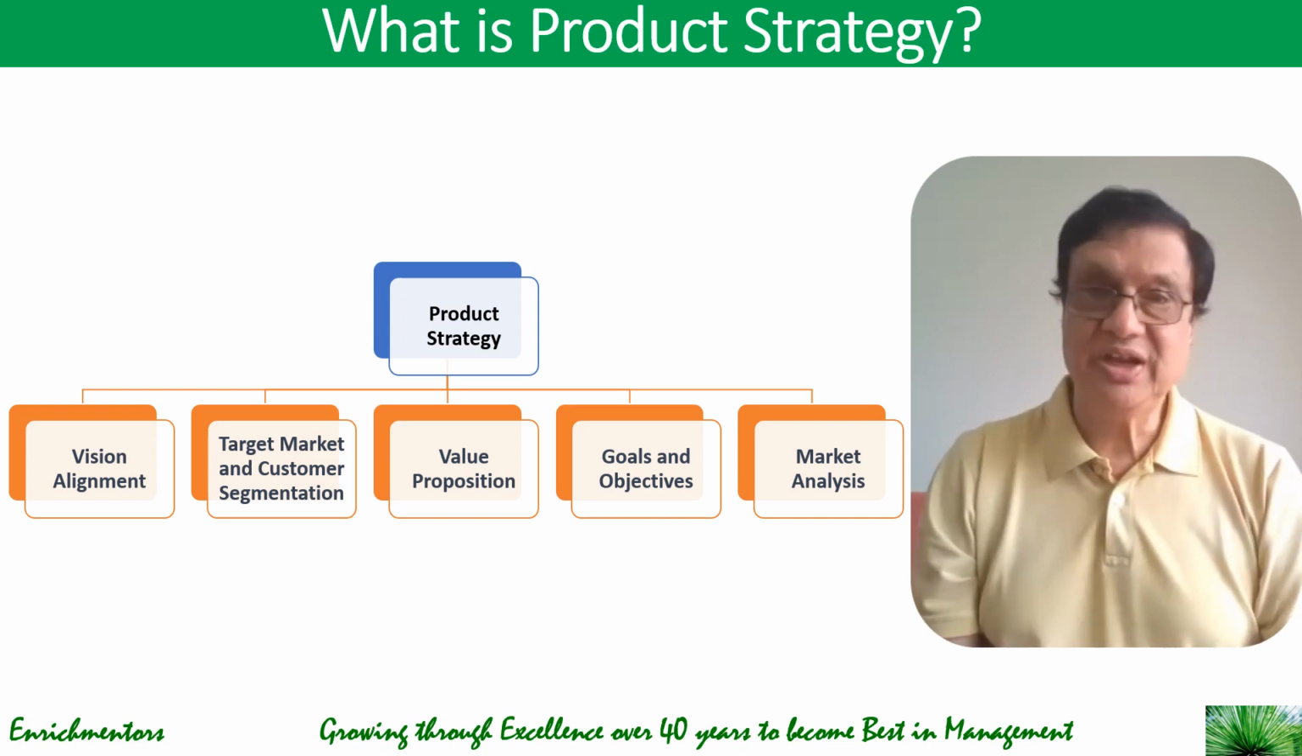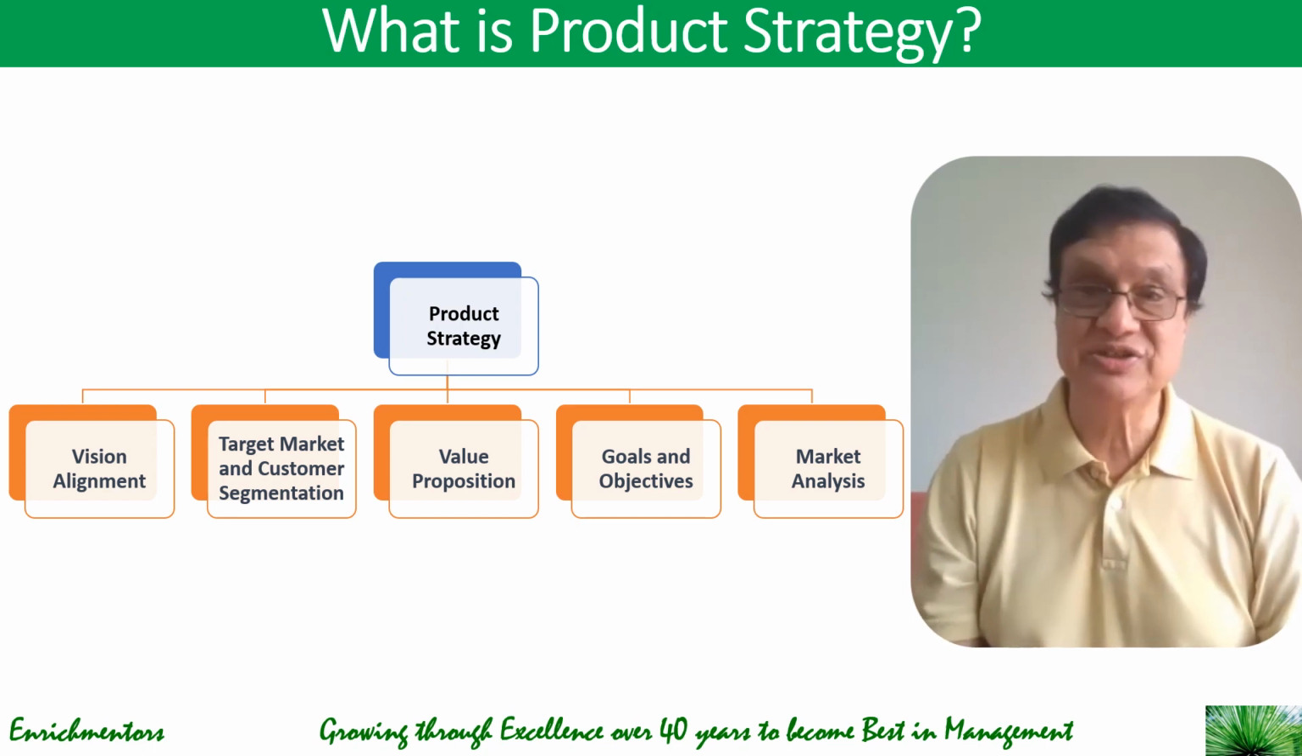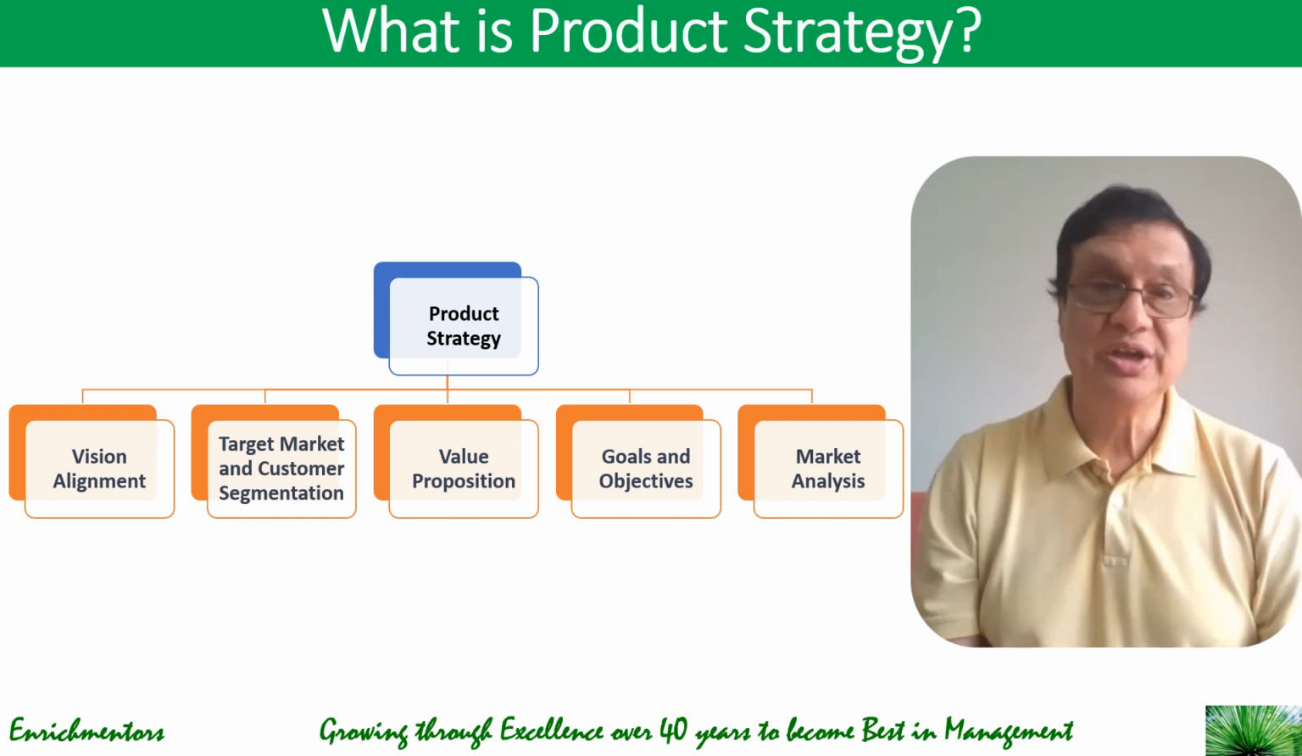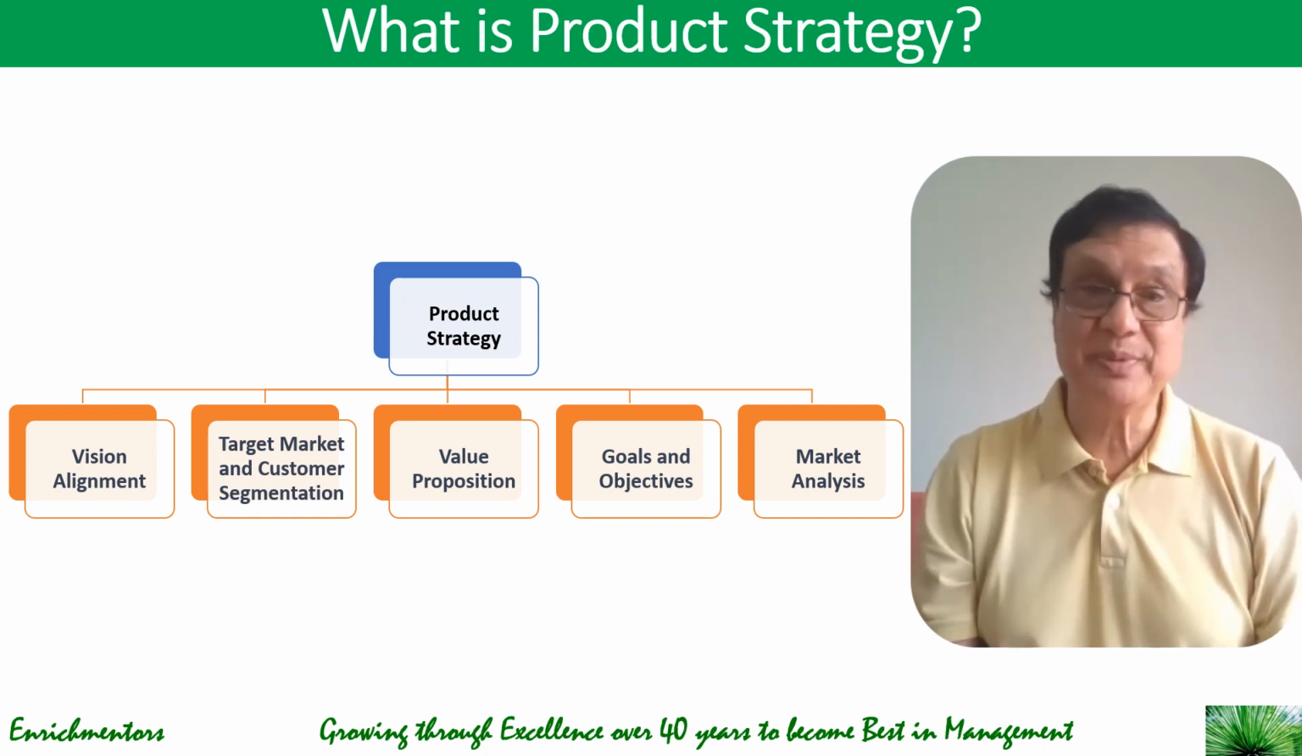Now, there are many components of the product strategy, and some of the key ones are: the strategy should align and support the organization's overarching vision, because that is the purpose of existence of the strategy, isn't it? It should clearly articulate how the product will be moved closer to realizing that vision. So that's the main aim of the product strategy.